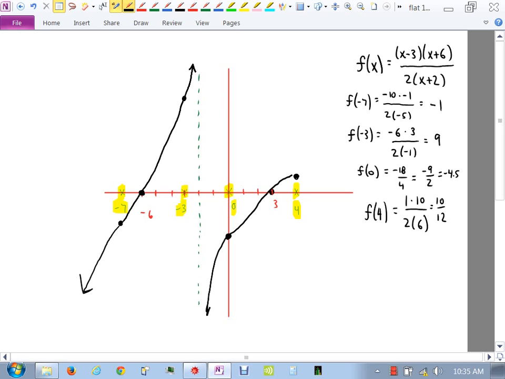Whoa. Oh, come on. I missed it. It's all right. I just moved the dot. That's our best picture that we can get.